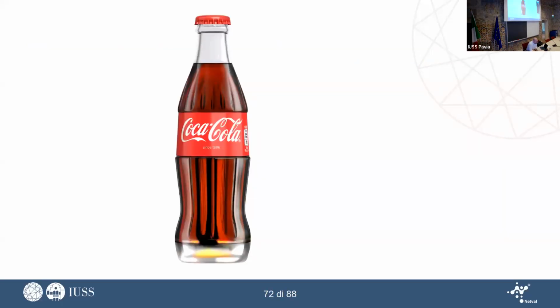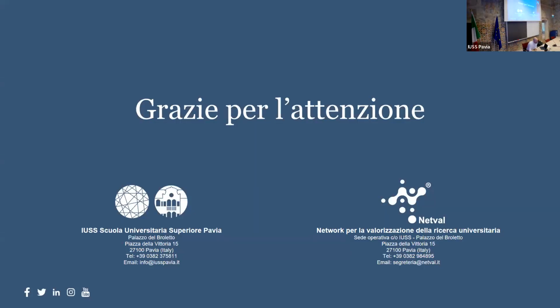This is a concrete example. In the bottle of Coca-Cola, we have the trademark, Coca-Cola. We have a protected design, the bottle. And we have a secret. The recipe is nowadays a complete secret. So that's all. We have some questions.